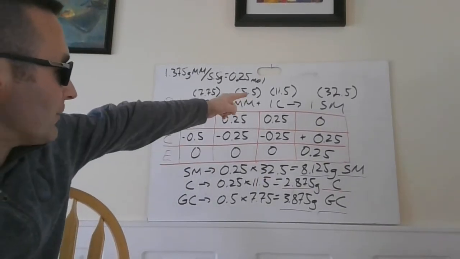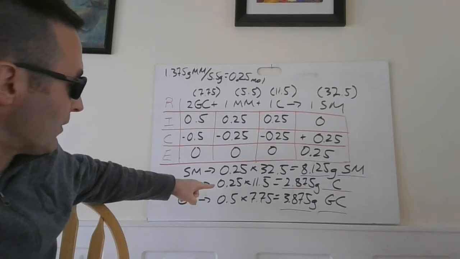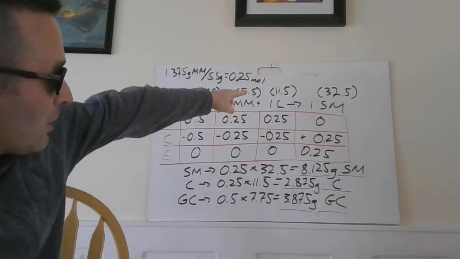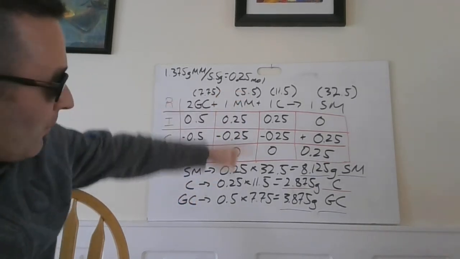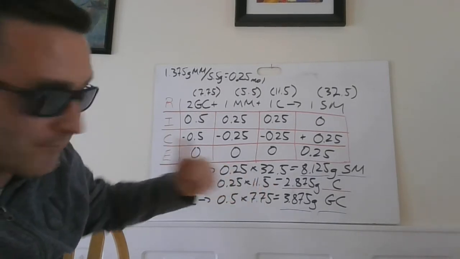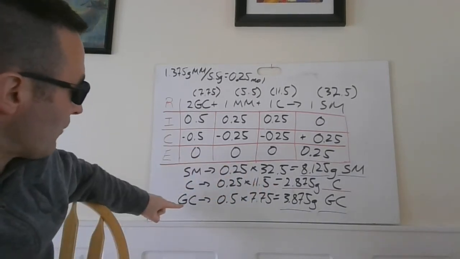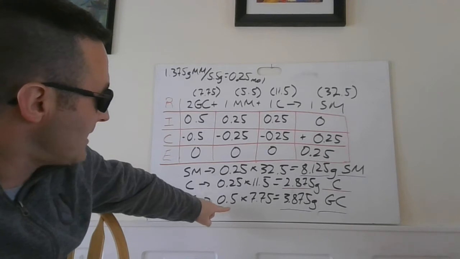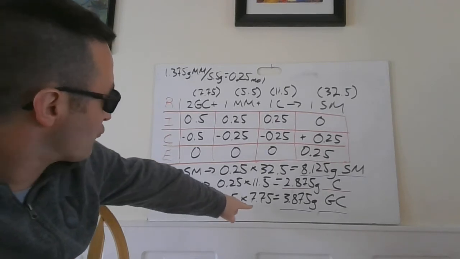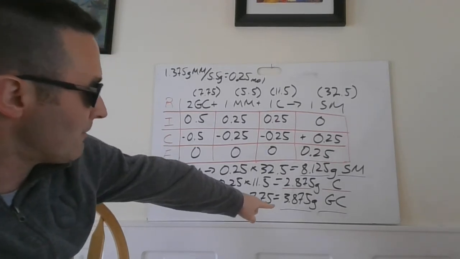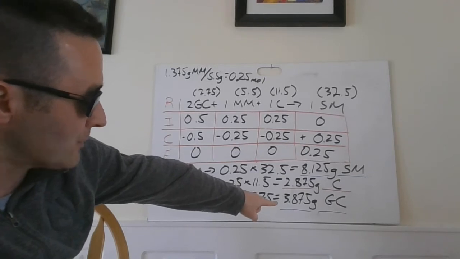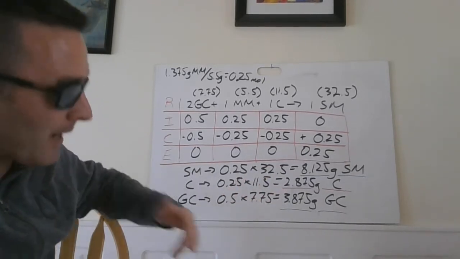How much chocolate did I need to start? Well, I know I needed 0.25 moles. I know my chocolate was 11.5 grams per mole. 2.875. Cool. Same thing for the graham cracker. I needed double the moles. It was relatively light, so I needed 3.875 grams of graham cracker. Okay, let me show you the other way.